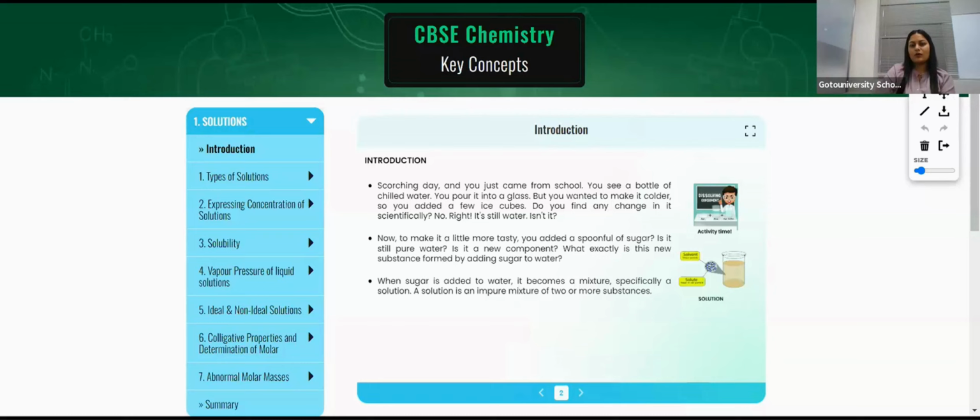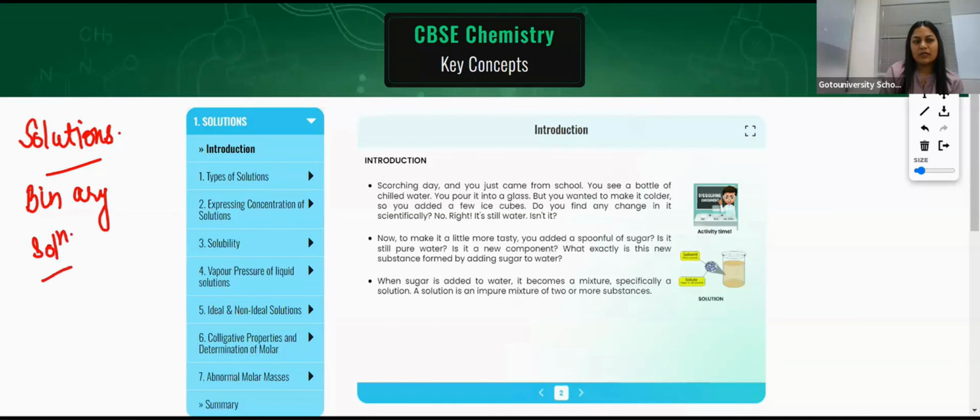Solutions. You might have studied in your previous classes about mixtures, that is homogeneous mixture, heterogeneous mixture, and colloidal mixtures. In this chapter, we are going to study about solutions. What are solutions? This chapter is basically for the study of binary solutions. What are binary solutions? Where we are using only two components in a solution.